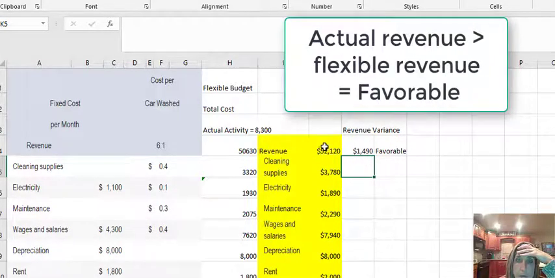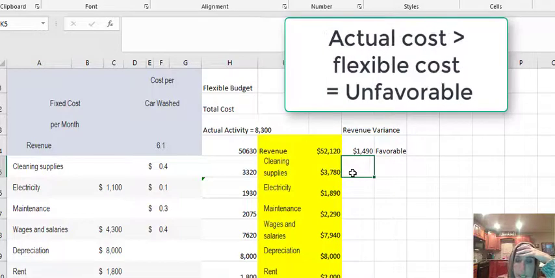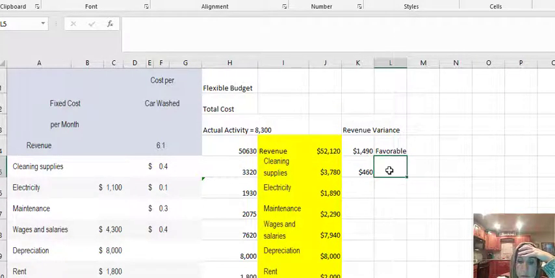I already explained the revenue one. Here's what they actually generated. Here's what they could have generated. So they generated more than they budgeted. That's favorable on revenue. If my actual cost is greater, looking at this, here's my actual cost, here's what I should have generated. That is going to be unfavorable because I actually generated more cost than I should have.